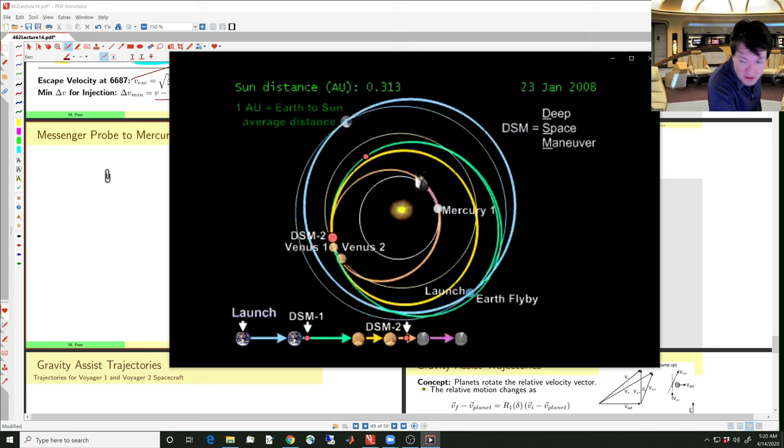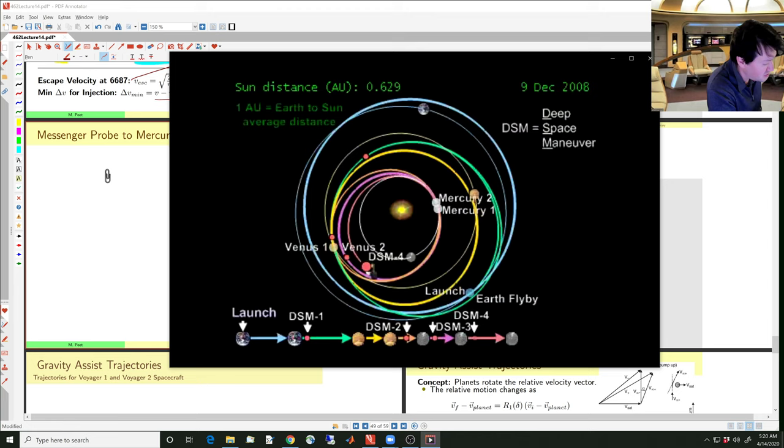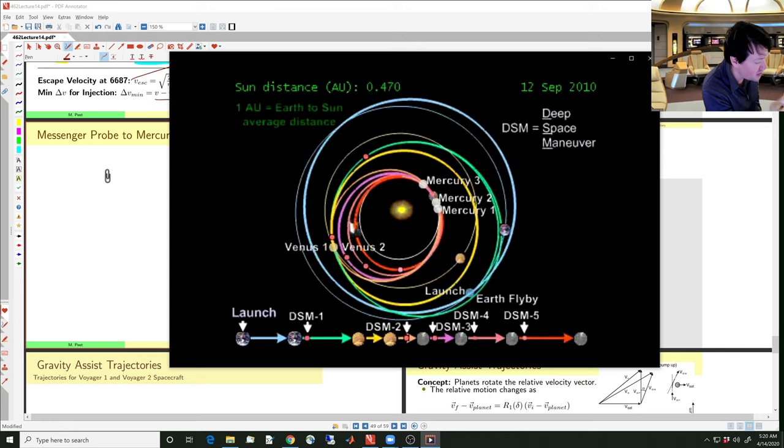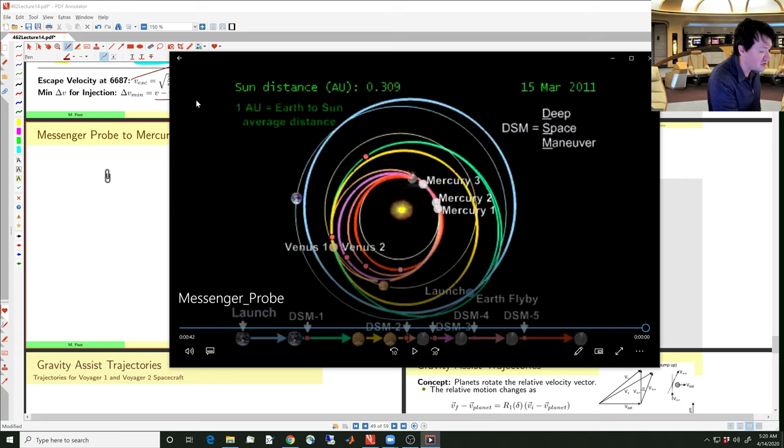And then we have a couple of smaller targeting maneuvers. Those deep space maneuvers are targeting maneuvers. They're not really delta V maneuvers. And so we have a couple of these deep space maneuvers, and we're going to do another flyby of Mercury again. This is not an aero capture, but you do a little delta V close to the surface and get into capture.